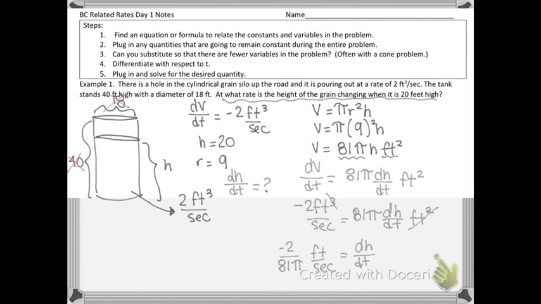So let's take a look at our answer. Should dH/dt be negative? Yes. Since the height of the grain is decreasing, negative is an appropriate sign for our rate. And feet per second, would that be an appropriate unit for the rate of change of height? Yes, because our height is measured in feet.